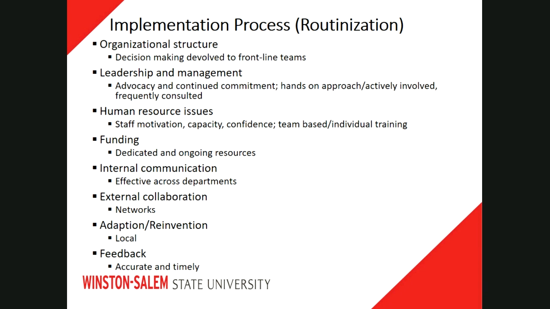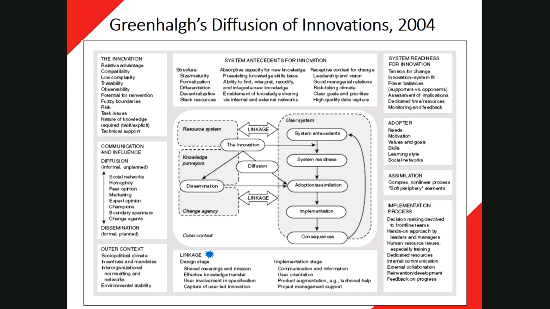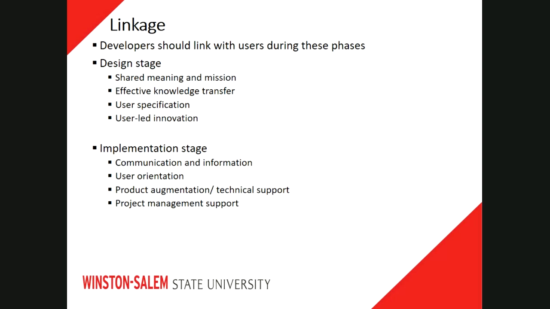And so looking at internal communication, is it effective? External collaboration, what other networks does the organization have with other entities? Again, considering the concept of adaptation and reinvention that was discussed earlier, and feedback, is it accurate? Is it timely? Those are things that facilitate routinization, which is essentially the routine practice.